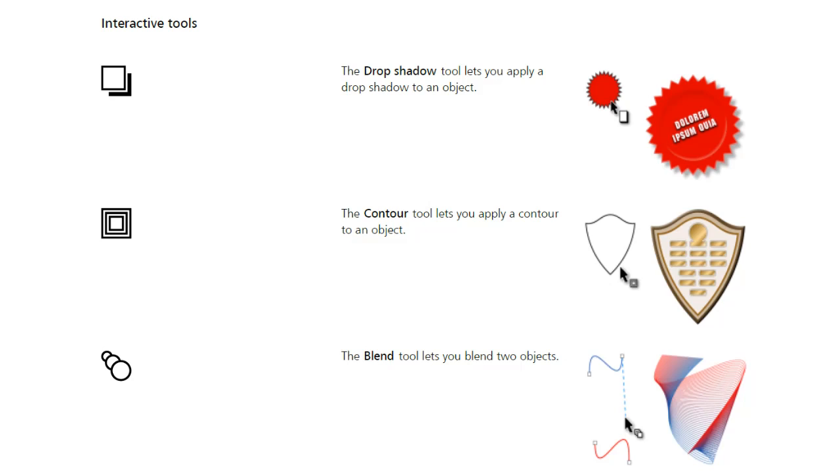Interactive tools. The drop shadow tool lets you apply a drop shadow to an object. The contour tool lets you apply a contour to an object. The blend tool lets you blend two objects.